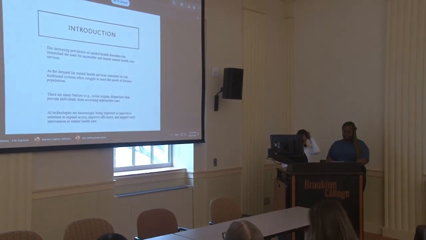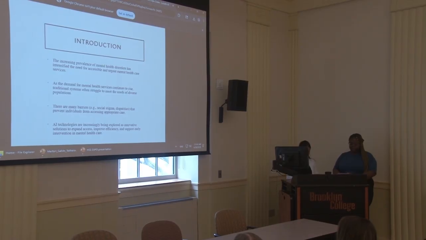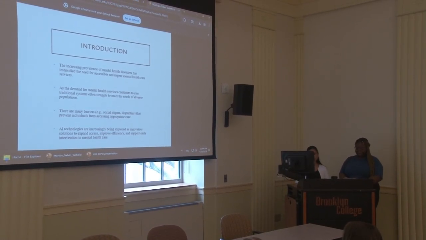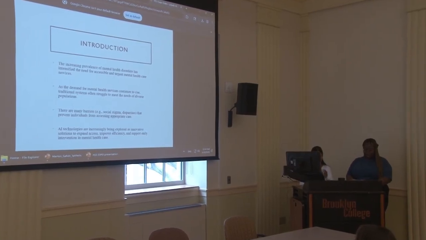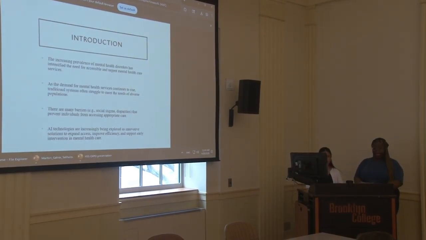Mental health disorders have increasing prevalence. It has intensified the need for accessible mental health services. Traditional services often struggle to meet the needs of diverse populations. There are many barriers, like social stigmas and disparities, that prevent individuals from accessing appropriate care.